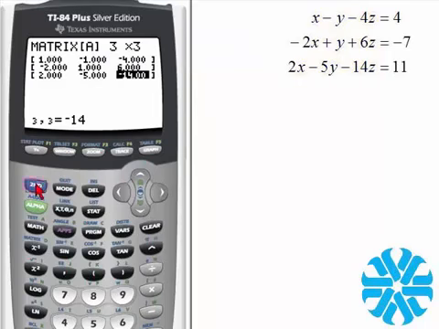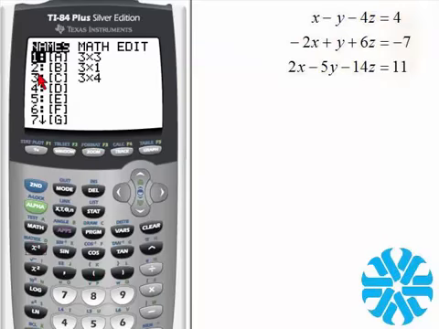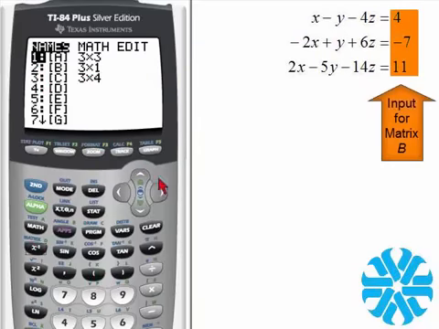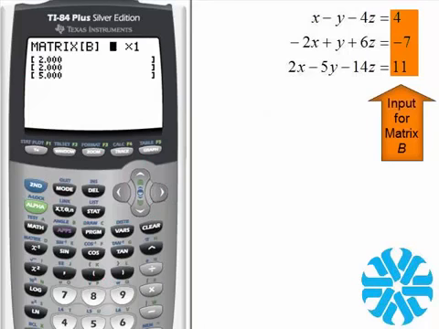We will now go back into matrix and let's edit matrix B. So we need to move over to edit and then number 2, and let's move down, and our right hand side of the system of equations says 4, -7, and 11. Select enter. Okay, so let's quit out of this.